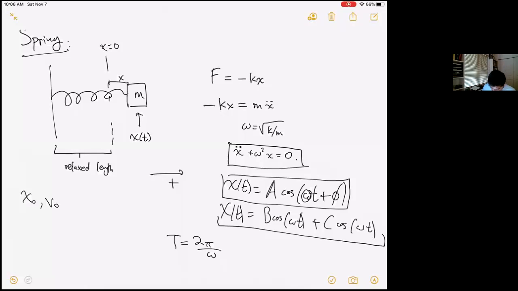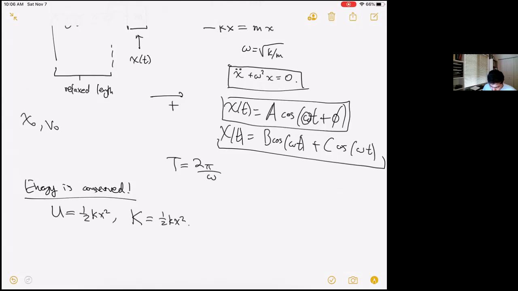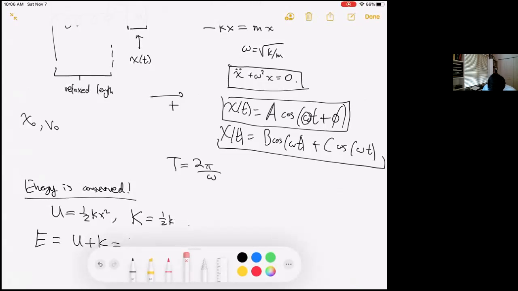And then one more important point to touch upon here is that energy is conserved. The spring potential energy, which we'll call U, is 1/2 kx squared. And then the kinetic energy, which we'll call capital K, is 1/2 little m x dot squared. So you can easily check that the total energy E equals U plus K. Oops, I made an error. This should be 1/2 mv squared, which I can write as 1/2 m x dot squared.